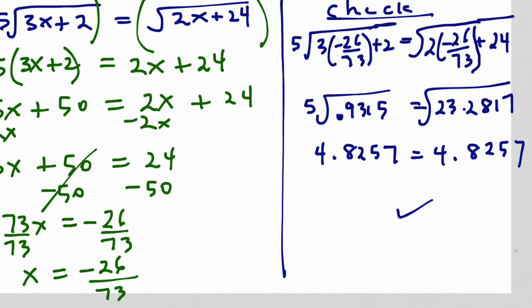So I went ahead and plugged my solution, my fraction, into my original equation, and I simplified it using a calculator. I took my decimal places out to 4 places so I can be pretty accurate here. So my last statement is a true statement out to 4 decimal places, so I believe this is a true solution. Check. So my solution is negative 26 over 73. Make sure you do your check step on these.